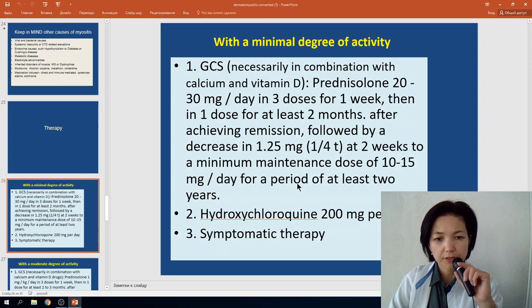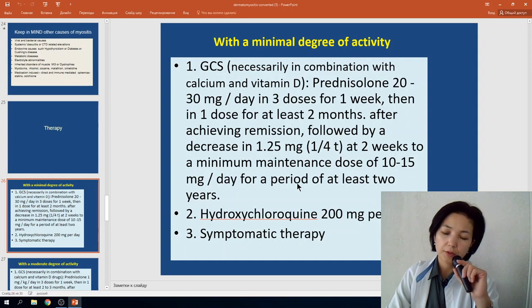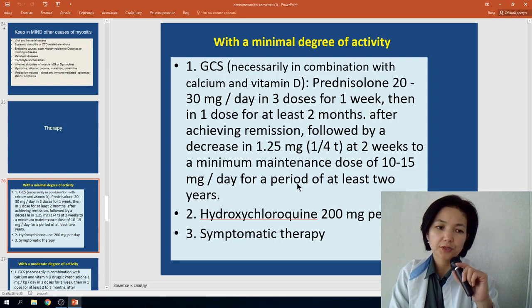First or minimal degree of activity is treated, of course, by glucocorticosteroids. Glucocorticosteroids are the first line of therapy of all autoimmune disorders. Of course, because of damaging of muscles, necessarily in combination with calcium and vitamin D. Prednisolone: we use low dosages of prednisolone, from 20 to 30 milligrams per day in 3 doses for 1 week. Then in one dose for at least 2 months, and after achieving remission, we should decrease by 1.25 milligrams, 1-4 tablets, every 2 weeks to a minimum maintained dosage of 10 to 15. This maintained dosage the patient should take for at least 2 years.